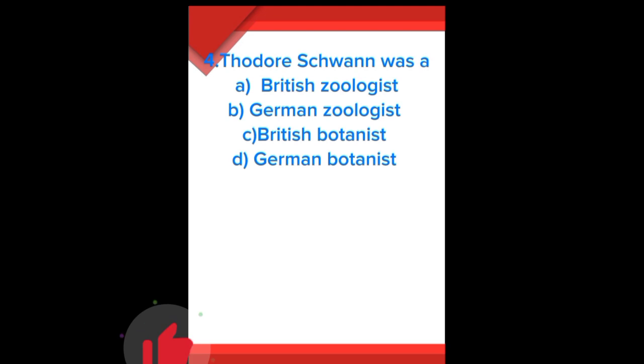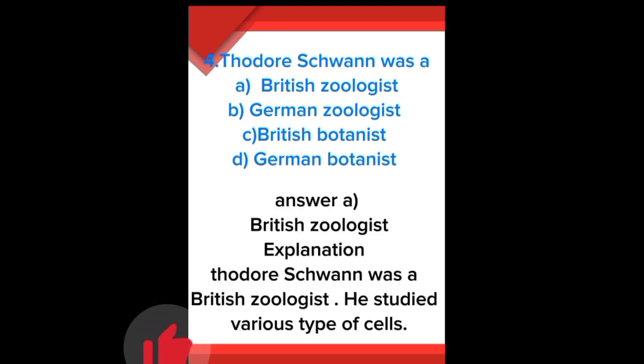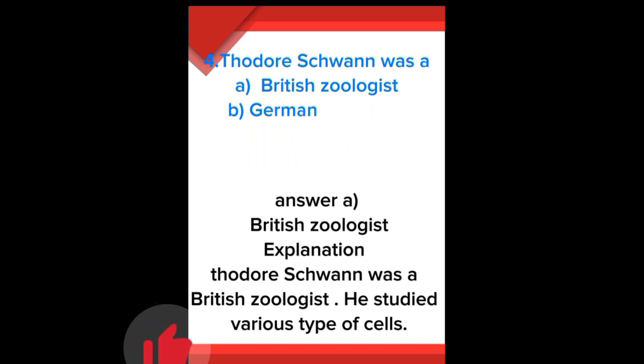4. Theodor Schwann was A. British zoologist. B. German zoologist. C. British botanist. D. German botanist. Answer A. British zoologist. Explanation. Theodor Schwann was a British zoologist. He studied various types of cells.